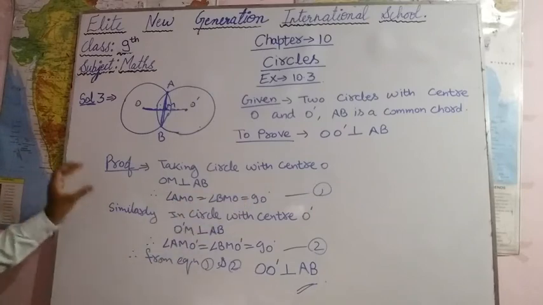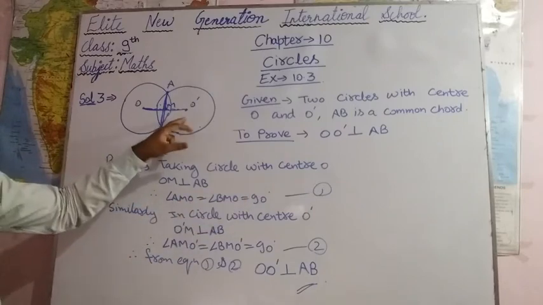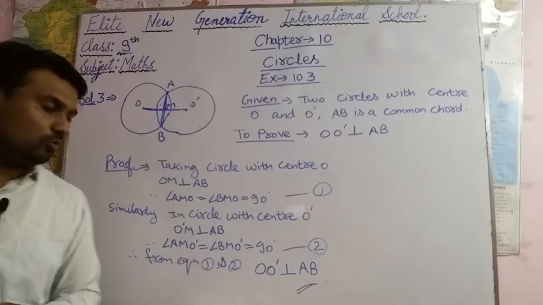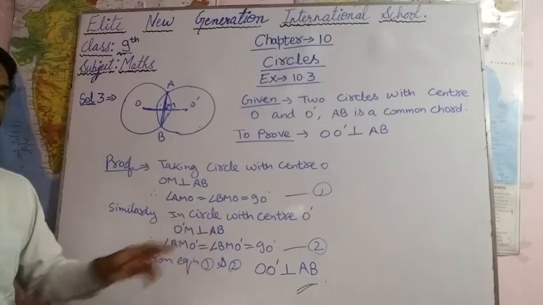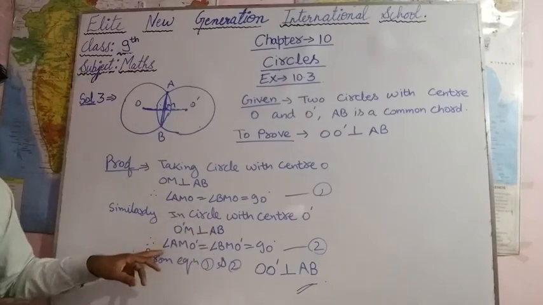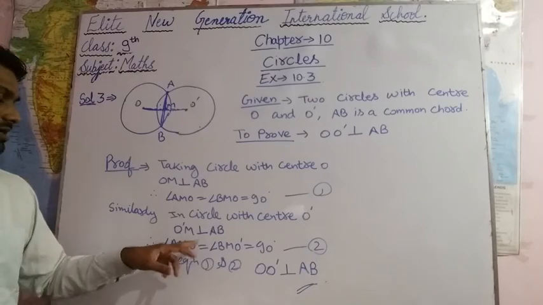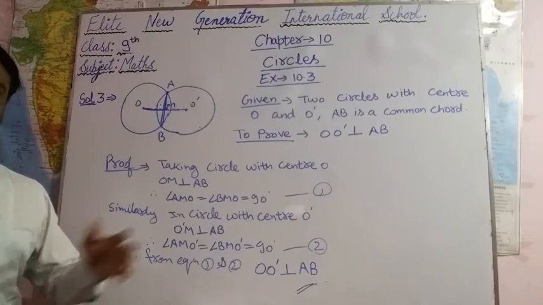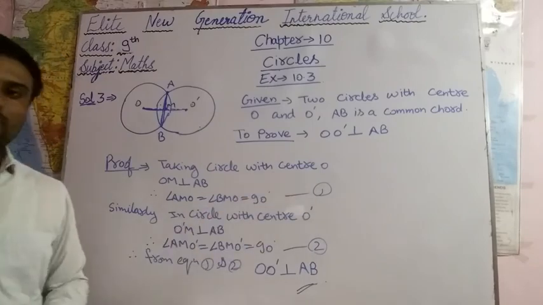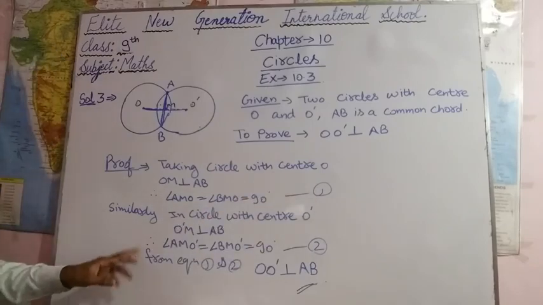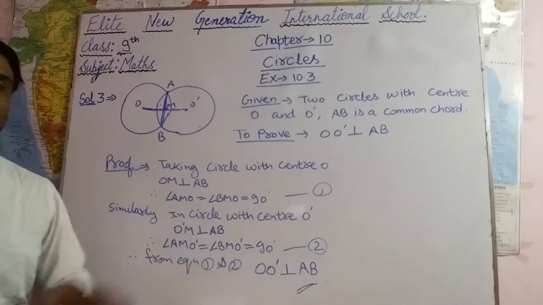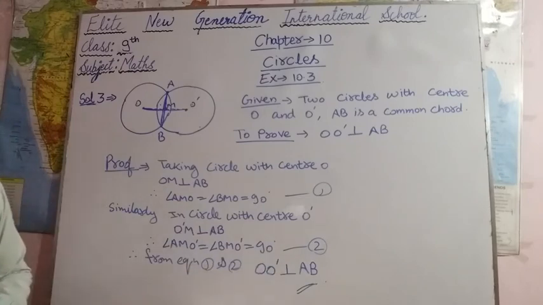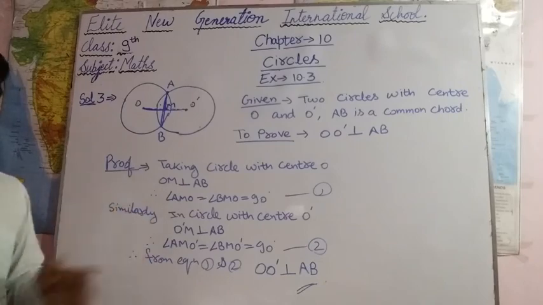Now similarly, in the circle with center O dash, O dash M is perpendicular to AB, therefore angle AMO dash equals angle BMO dash equals 90 degrees. This is equation number 2. So from equations 1 and 2, we can say that OO dash is perpendicular to AB. In this way we can do this question. Now this exercise is complete.